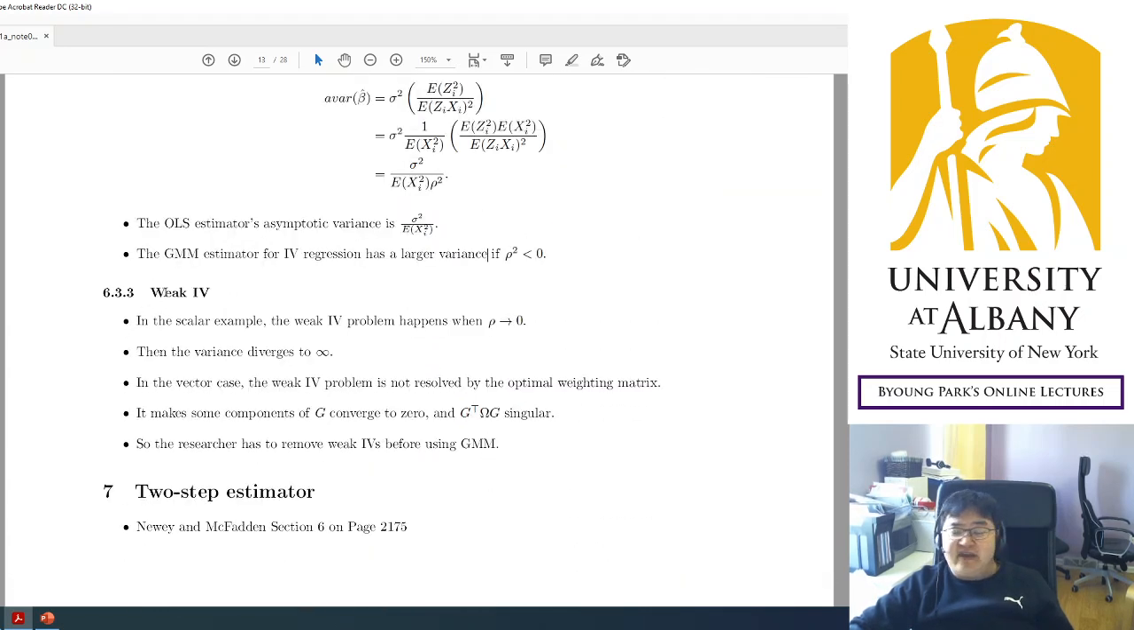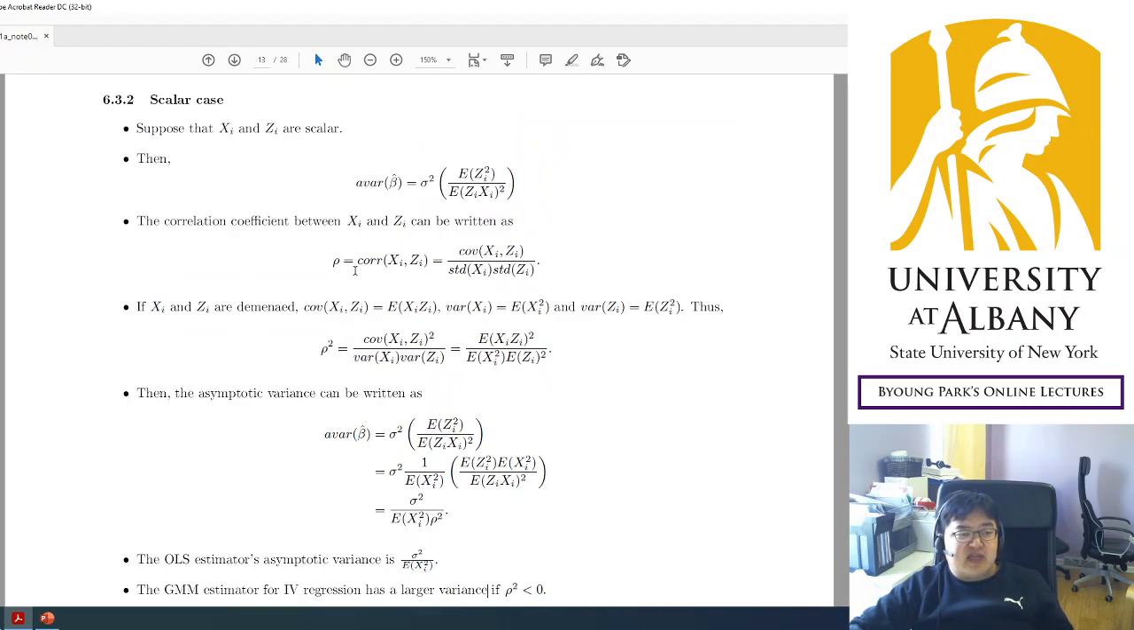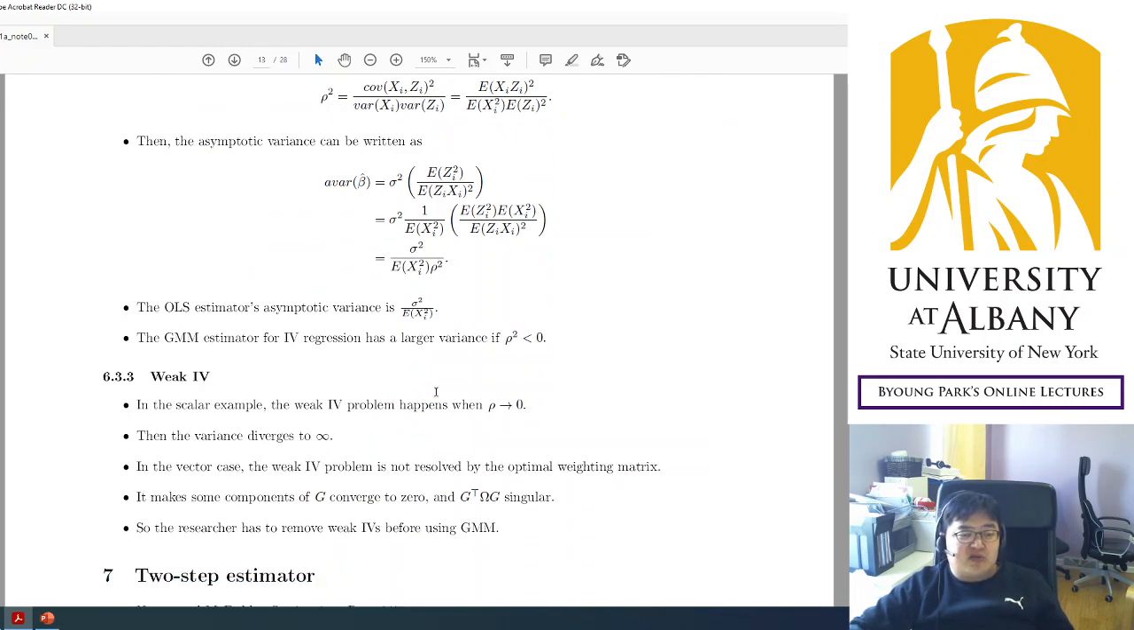And the weak IV, the last thing I talk about. So the weak IV in the scalar case, you can understand the weak IV as rho converging to 0. The correlation between x and instrument is converging to 0, close to 0. And then obviously if this goes to 0, obviously the variance diverges to the infinity. Therefore, the weak IV causes a big problem. The standard error of the estimators will be too big.